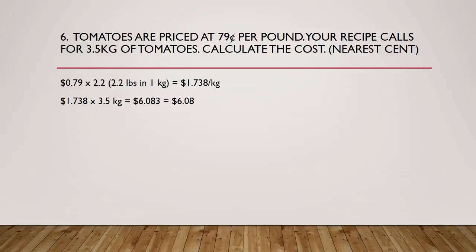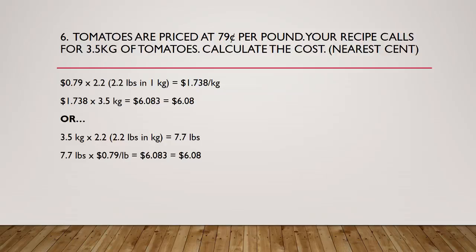Let's take that per kilogram price, multiply it by the 3.5 kilograms we need, and we get an unrounded answer of $6.083. Rounded off to the nearest cent, our final rounded answer is $6.08. Or we could have taken the 3.5 kilograms and multiplied that by 2.2, the amount of pounds in a kilogram, and find out that we have 7.7 pounds. 3.5 kilograms equals 7.7 pounds. Let's take our amount of pounds and multiply it by the cost per pound, and we still end up at the very exact same answer of $6.08.